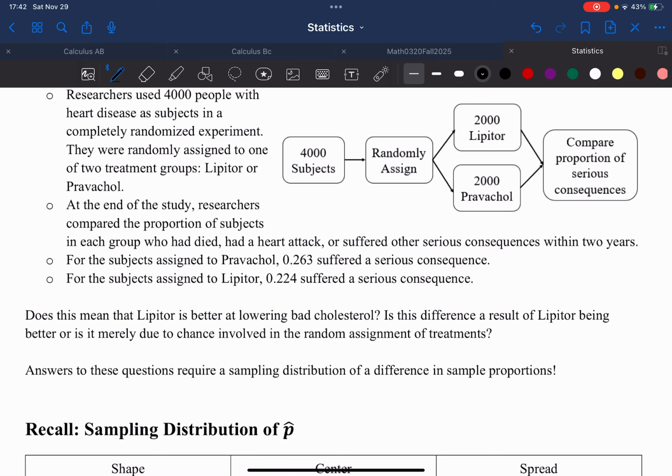So it's not enough to say, well, L has a lower probability than P in order for it to say it's better, because that difference is very, very small. Okay, we're talking about 22% compared to 26%.